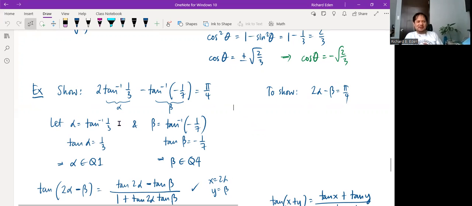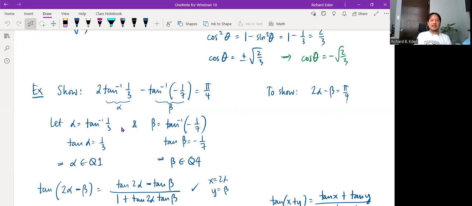So, alpha is tangent inverse of 1/3, and tangent alpha is equal to 1/3. The fact that this is positive suggests alpha is in quadrants 1 and 3, because that's where tangent is positive. But actually, because alpha is a tangent inverse, it should be an angle where the secant function is non-negative. The sign of the secant function is the same as that of the cosine function. But cosine is positive in quadrants 1 and 4. So alpha is in quadrants 1 or 4. But the tangent is positive, so it cannot be in quadrant 4. Therefore, it should be in quadrant 1.